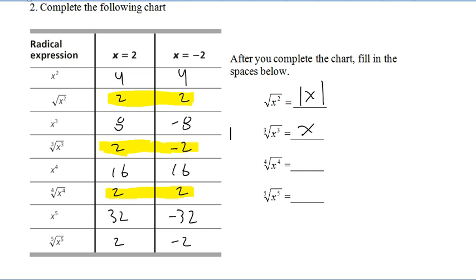Fourth root of x to the fourth. Again, x to the fourth makes it positive. And then we take the principal fourth root, which is always positive. So that guy's always going to come out positive. And then odd is going to be x to the fifth. Stays negative. So when you fifth root it, it's also negative.